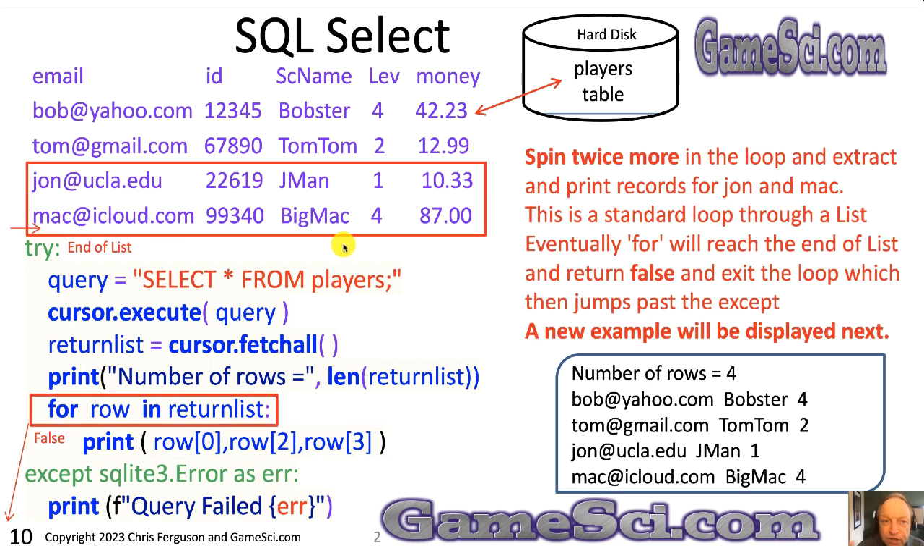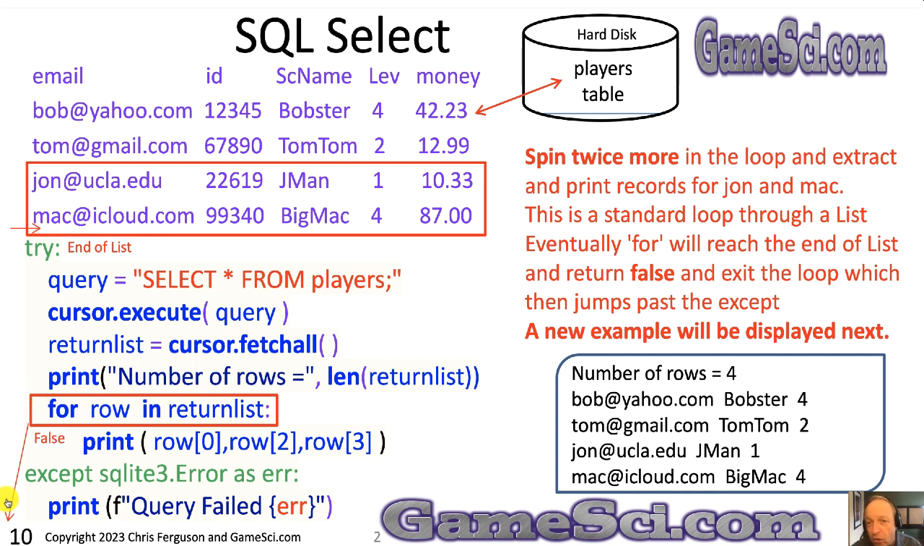I'm not going to go through each and every record here. Let's just say we've spun twice more in the loop and we've extracted the last 2 rows and printed those records for John and Mac. This is a standard loop through a list. Eventually the for will reach the end of the list and return false and exit the loop, which then jumps past the except command. So what we did is we spun a couple more times in this loop. We printed the last 2 records. When it went back up again, it ran out of data. And when it runs out of data, this for loop is false and it gets out of the loop.